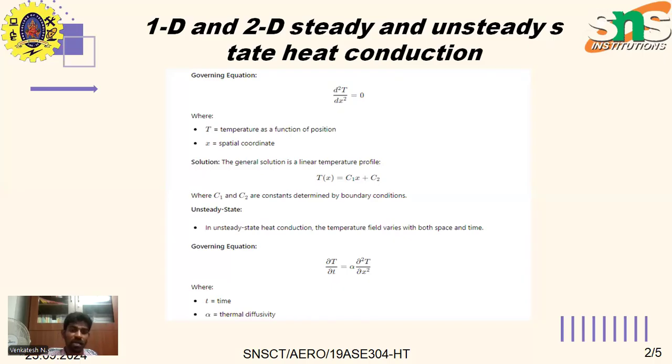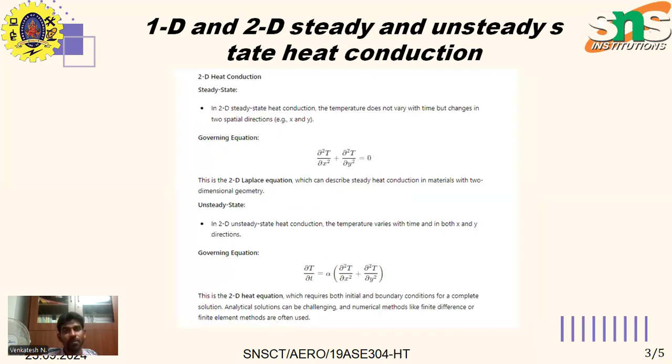In unsteady state heat conduction, the temperature field varies with both space and time. The governing equation is dou T by dou t equals alpha dou squared T by dou x squared, where t is time and alpha is the thermal diffusivity of the material.